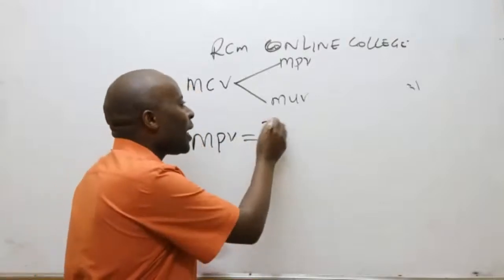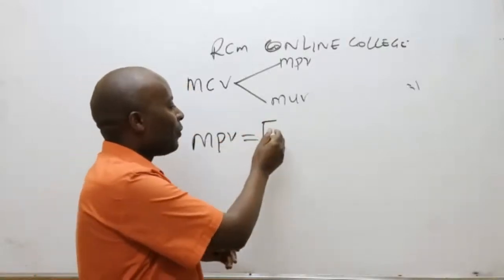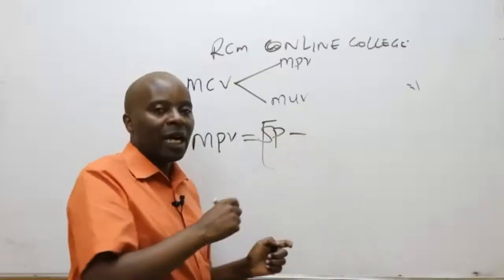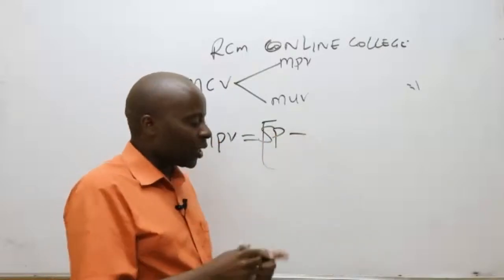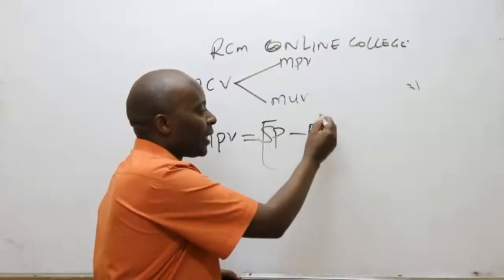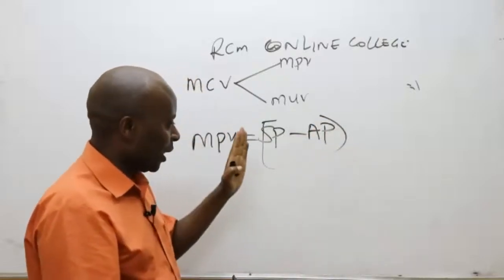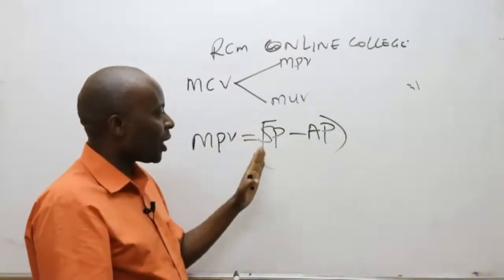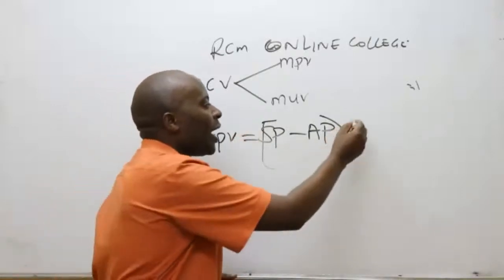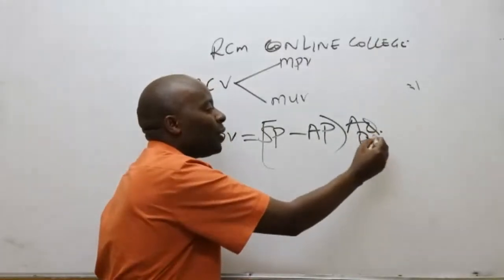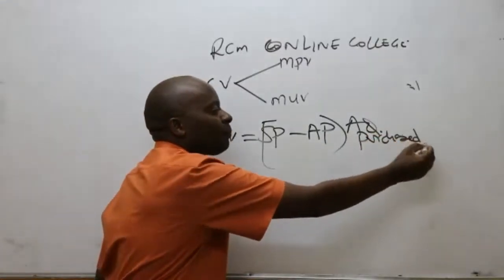What we call always start with the standard. So we have the standard price minus the actual price. So we have got a difference between these two prices. Standard price minus the actual price, multiplied by the actual quantity that was purchased.